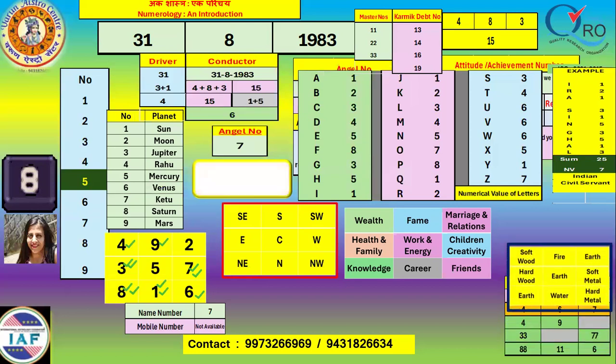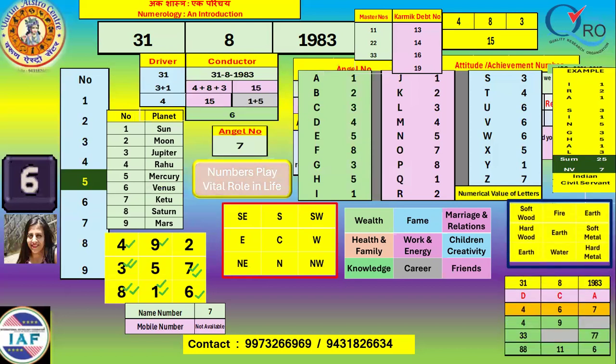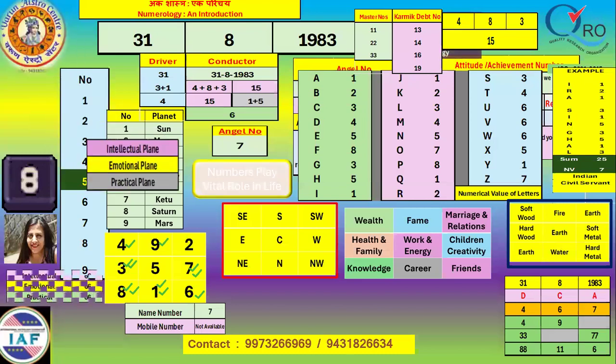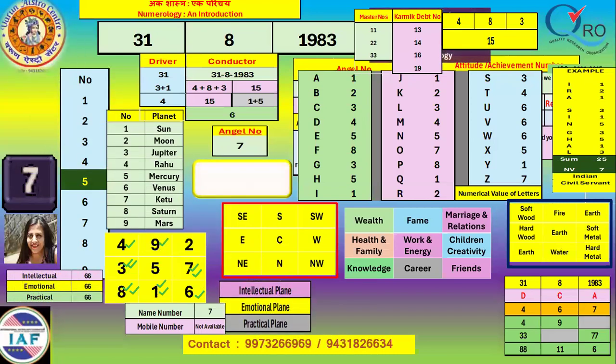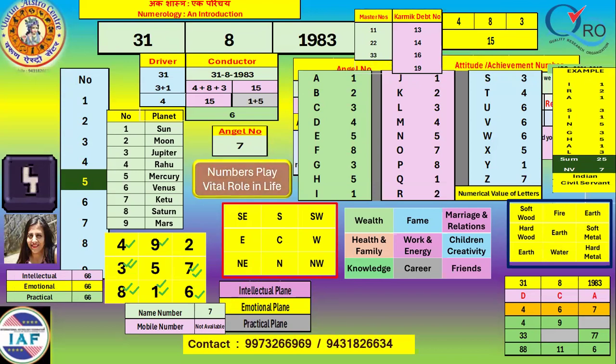And remedial measures is earth metal for both 2 and 5. Now we'll see intellectual plane, which consists of 492, it is giving 66% result. Emotional plane again consisting of 357, it is giving 66%, and practical plane also 100%. So for the native, practical plane is 100%.